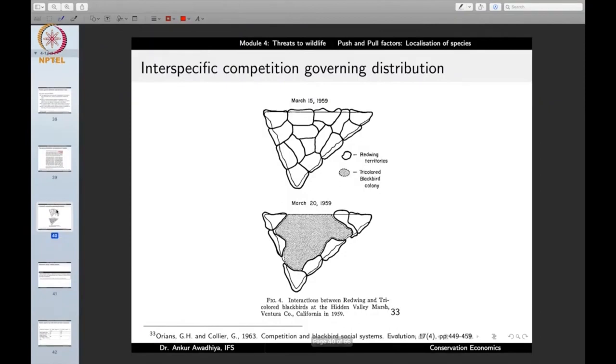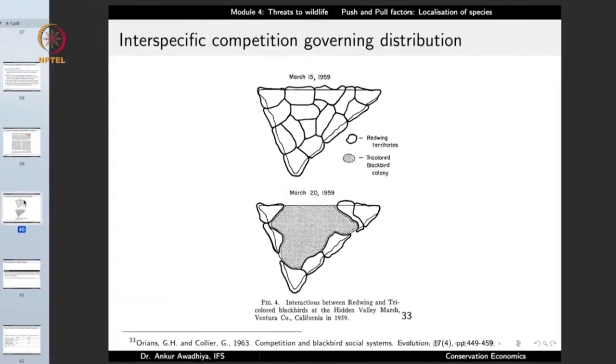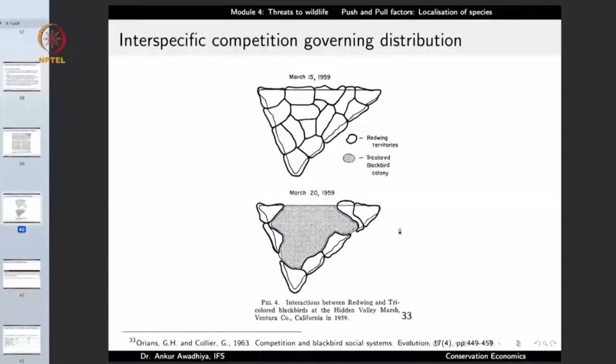Another factor that governs the distribution is competition, especially interspecific competition. Now, interspecific competition is a phenomenon in which there are two species that are competing against each other. And during this competition, it could be, say, for food or it could be for space. During this competition, one of the species is able to have so much aggression that it drives away the other species from that area.